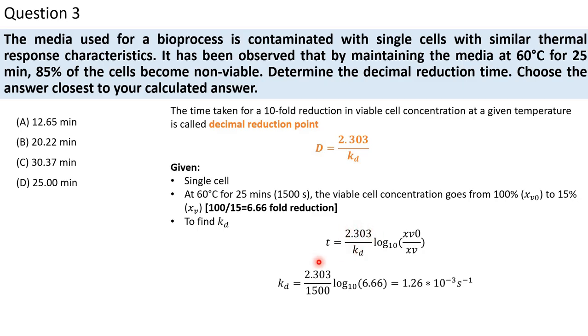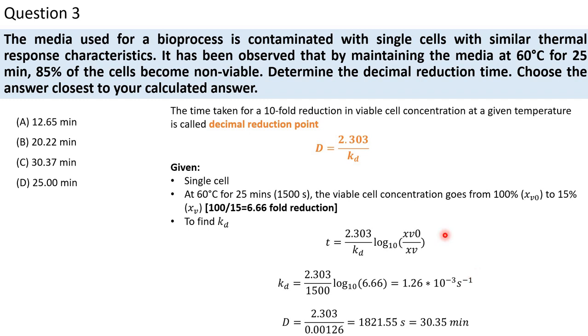Here t has been rearranged, right? So 25 minutes, always Kd should be in seconds. So 25 into 60 is nothing but 1500. If you solve this, you get 1.26 into 10 power minus 3 second inverse, because the units in the log term will get cancelled, as both will be in gram per liter or whatever 100% was. Only t was there in the denominator. That's why Kd is always in time inverse, so it should always be in second inverse.